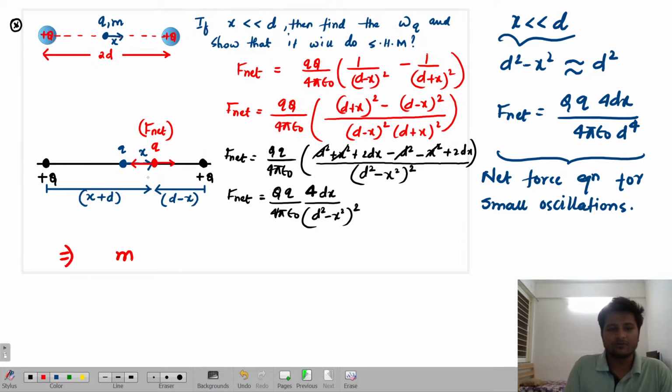Net force, if the force is present then it has mass into acceleration, isn't it? So mass into acceleration is equal to capital Q small q 4dx.